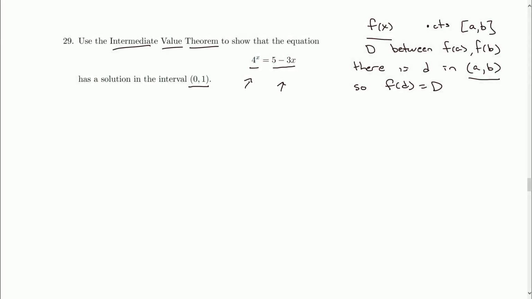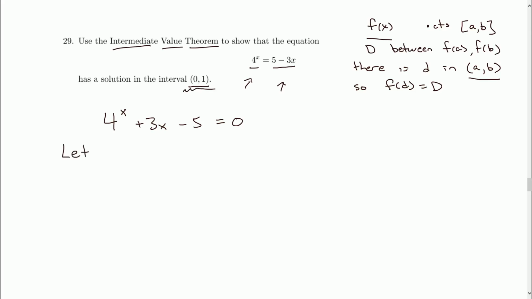So why don't we turn these two functions into a single function by bringing them all over onto the same side. The intermediate value theorem doesn't work well when there are two functions, and you might say, which function should I use? The answer is you don't. So the first thing we're going to do is add 3x to both sides and subtract 5. So we need to show that this equation is satisfied: that 4 to the x plus 3x minus 5 is equal to 0 for some value of x in 0 to 1. But now I have just one expression.